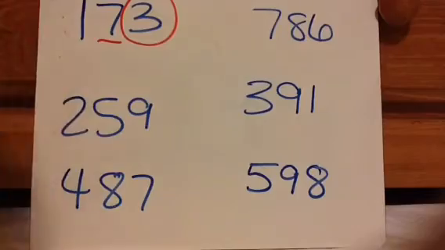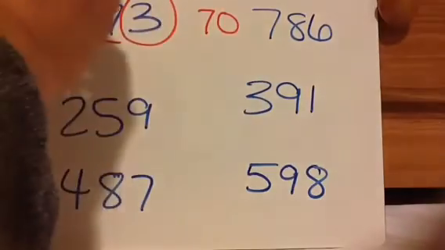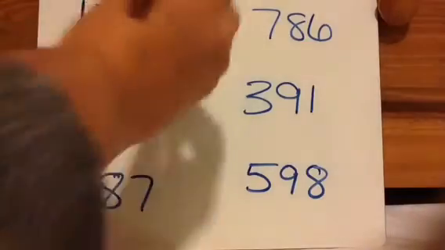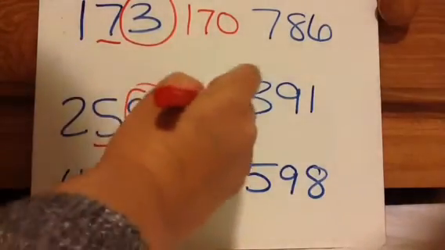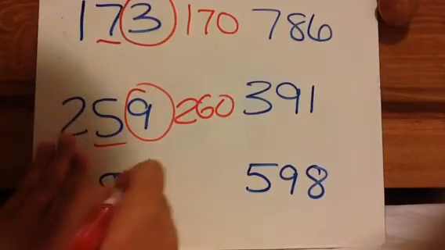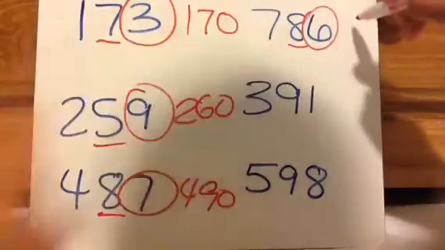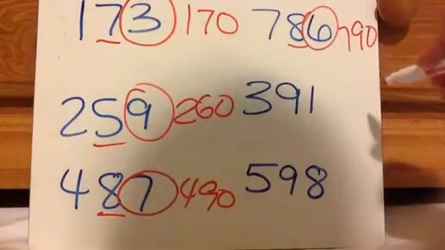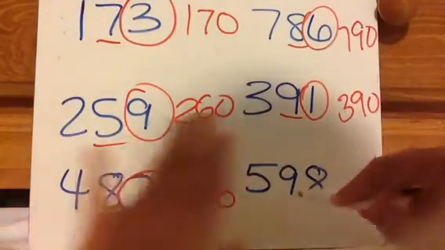Okay, so I just look at 73. It's actually closer to 70, and remember, everything to the left stays the same. 59 is closer to 60, so that's going to be 260. 87 is closer to 90, so that's going to be 490. 86 is closer to 90, so 790. 91 is closer to 90.